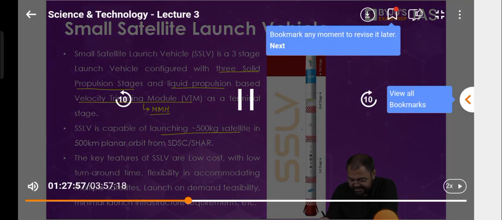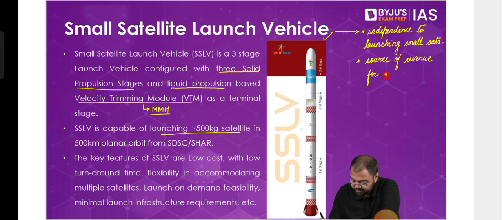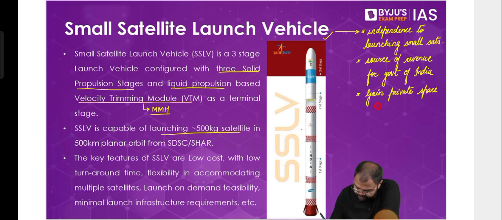What is the significance? First, it provides independence to launching small satellites. Then, a source of revenue for the Government of India. Then, it helps in gaining the private space market, or to compete in the private space market. Growth of startups in India, or let me say space-based.